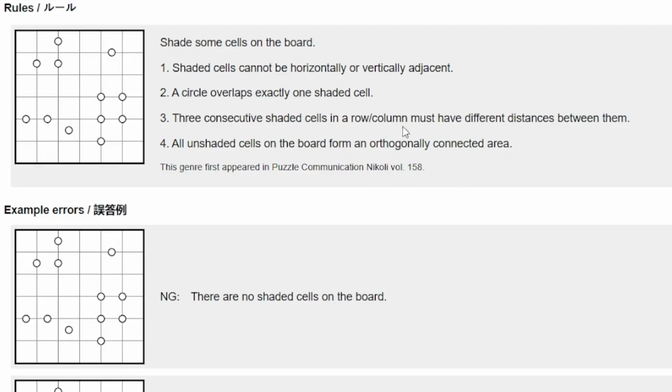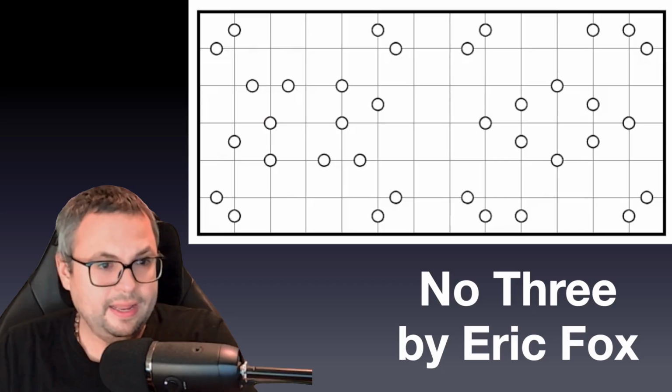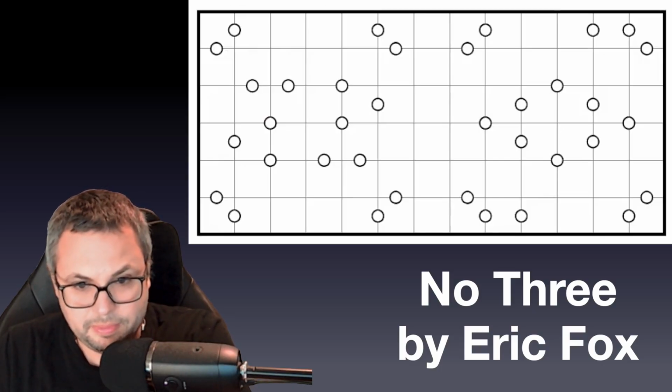I was curious if this was an Eric Fox invention, because a lot of the standard genres you see now are Eric Fox inventions. But this one seems to be a Nikoli invention, which is probably another of the most common sources.